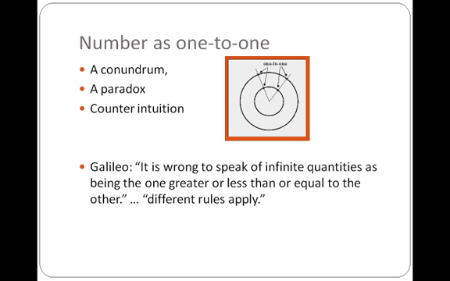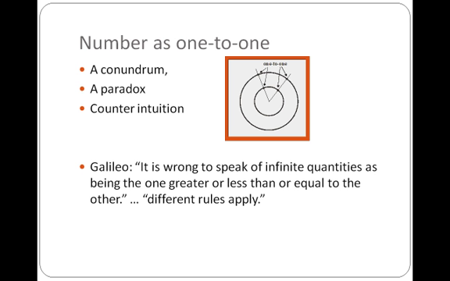But number as one-to-one creates sort of a paradox or a conundrum, or it's counterintuitive, at least historically, because if you look at the picture there, you see two circles, one larger than the other, but from the center we can draw lines, and therefore we can find a one-to-one mapping between each point on the smaller circle to each point on the larger circle. This implies that the two circles have the same number of points, and this is counterintuitive.